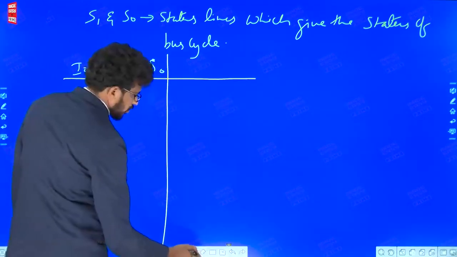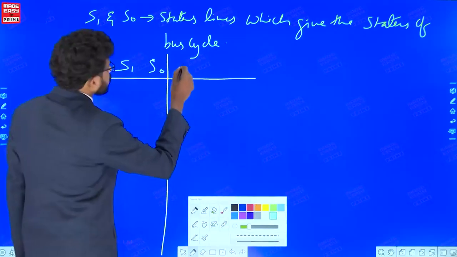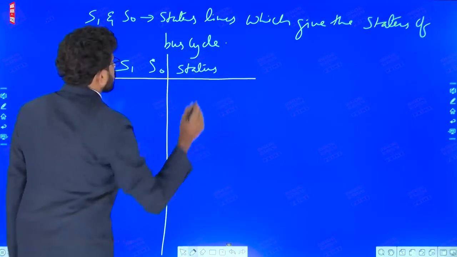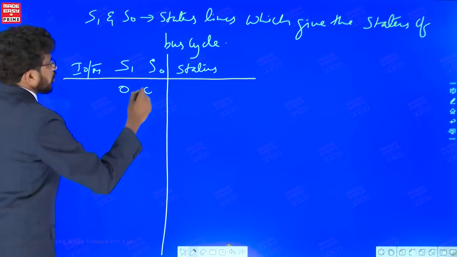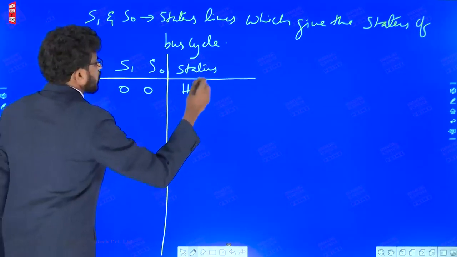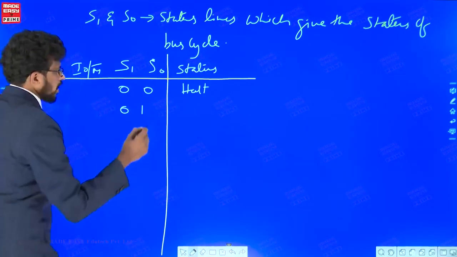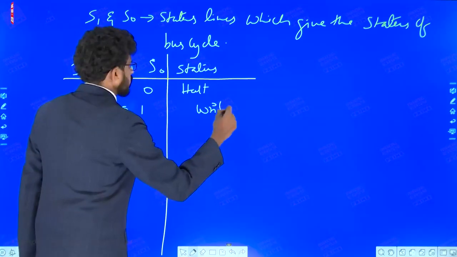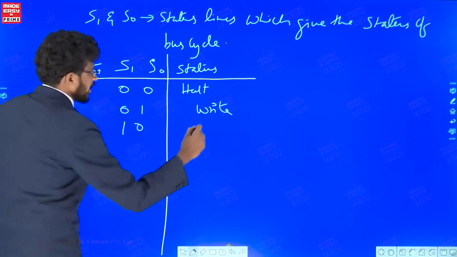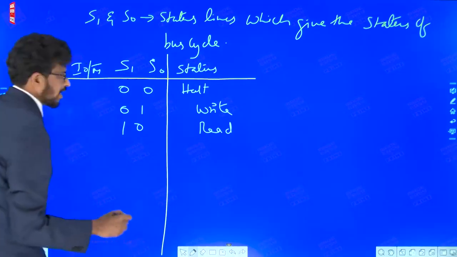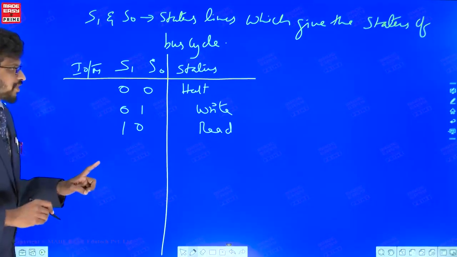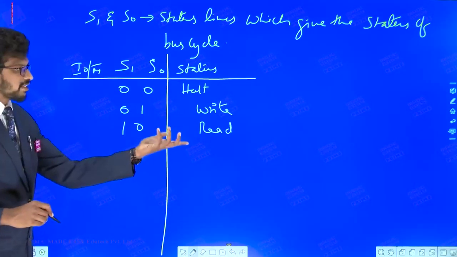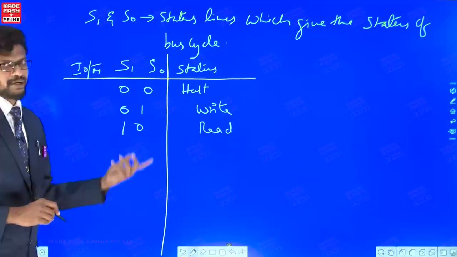Okay, status is fixed always. For example, say 00 is a status indicating that the processor has stopped. 01 indicates that the processor is performing some write operation. 10 indicates the processor is performing some read operation. But always understand, the processor can do memory write or IO write, memory read or IO read also.